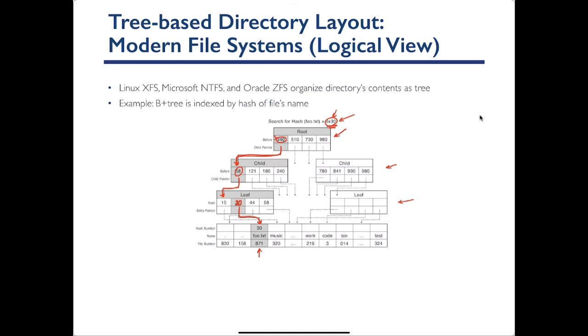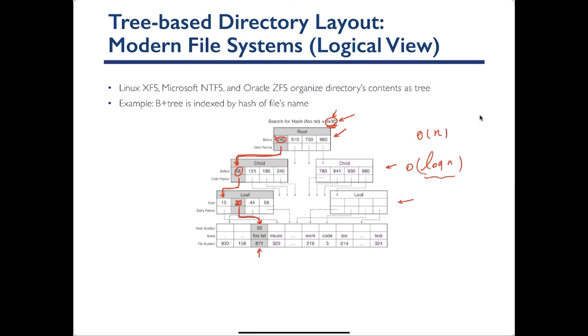Okay, so what is the benefit of this? The benefit of this is that the search is log n. So if you have n items in your directory, n entries, the search time is log n. In the linked list implementation, the search time is O of n. So we have reduced the search time dramatically.